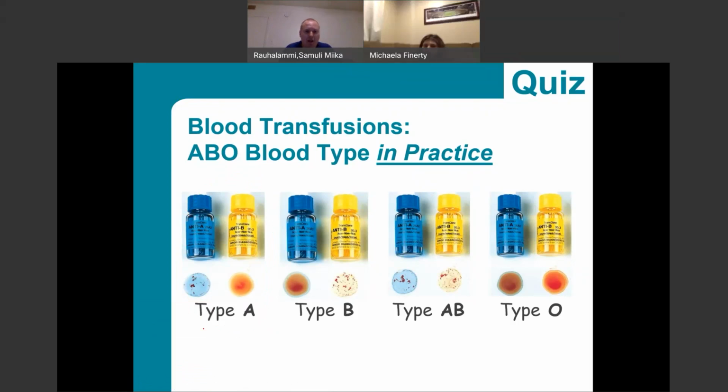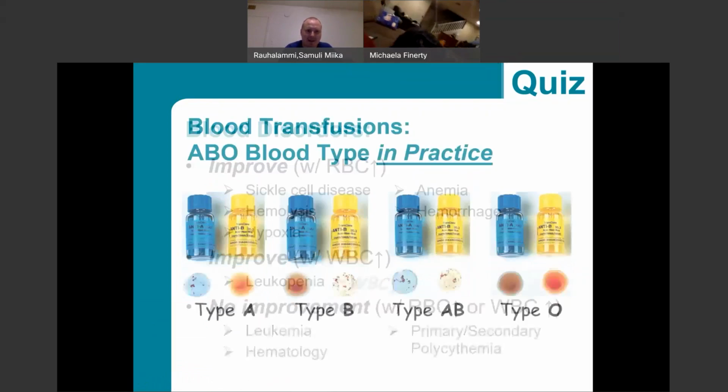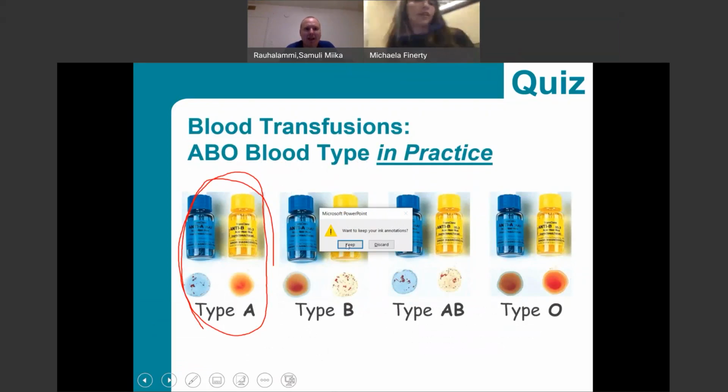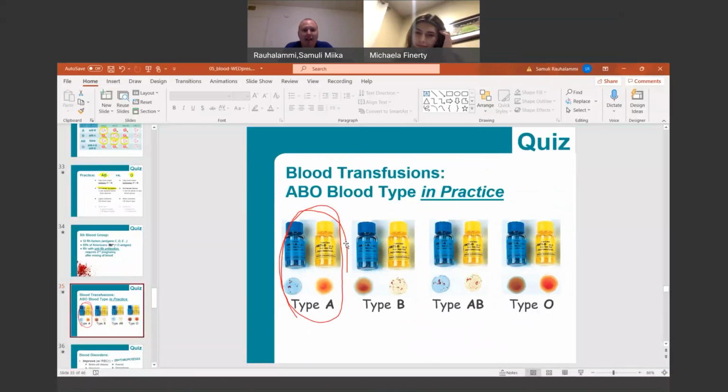Well, if you have clotting happening, and I don't know why this keeps moving. If you have clotting happening with A only, that's going to be type A. If you have clotting happening with B only, that's going to be type B. If you have clotting happening with both A and B, it's going to be blood type AB. And if you don't have clotting happening with either one, it's going to be blood type O.